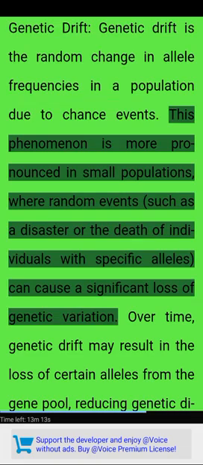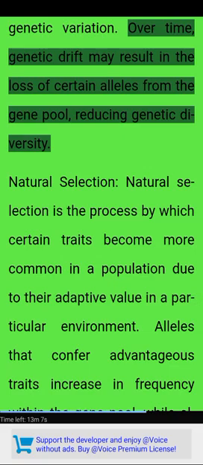This phenomenon is more pronounced in small populations, where random events such as a disaster or the death of individuals with specific alleles can cause a significant loss of genetic variation. Over time, genetic drift may result in the loss of certain alleles from the gene pool, reducing genetic diversity.